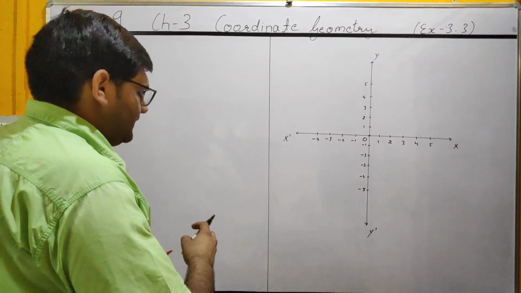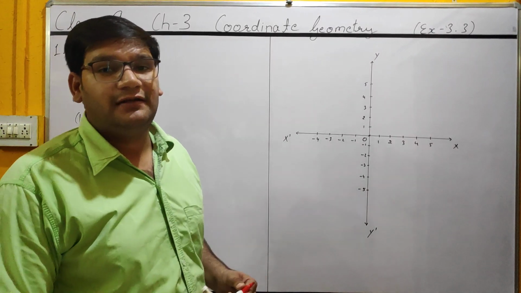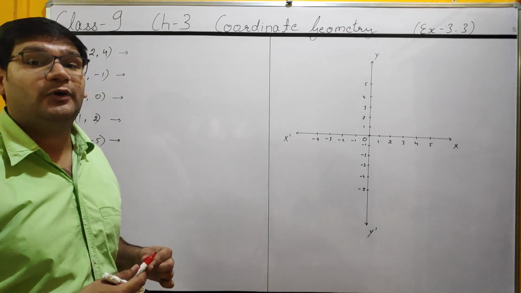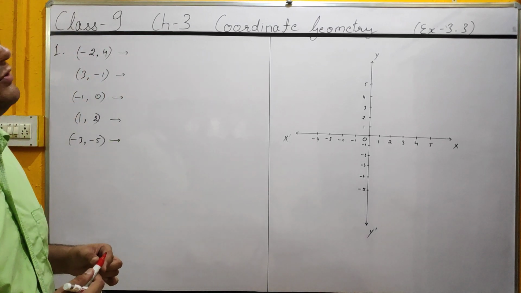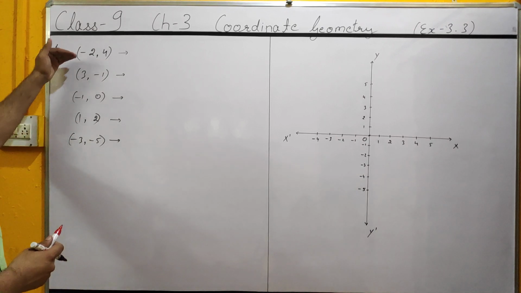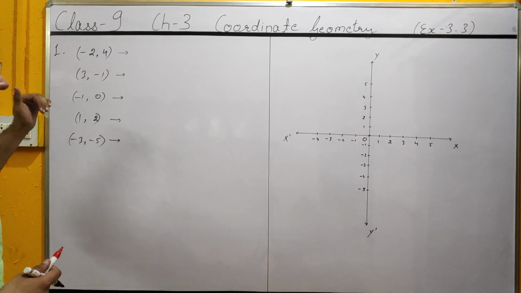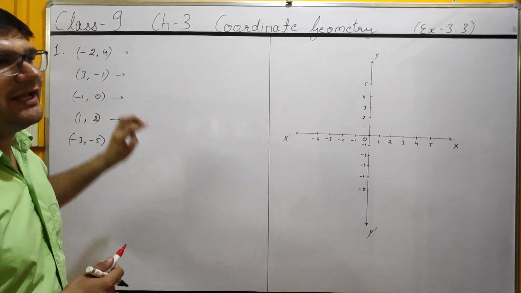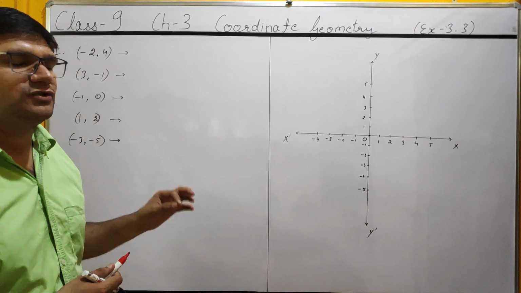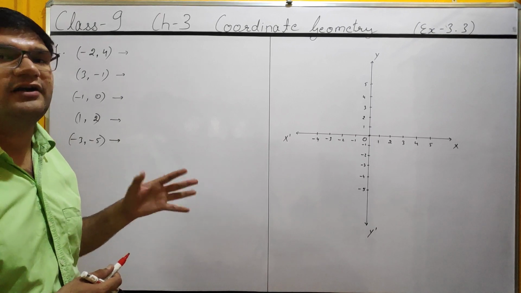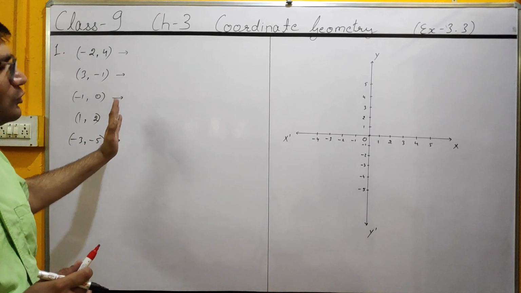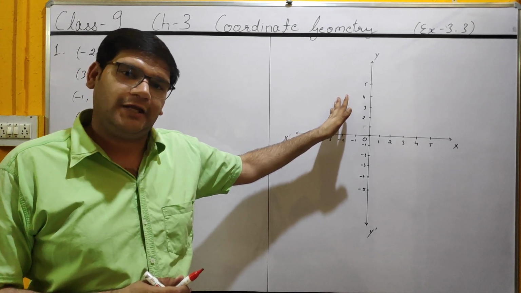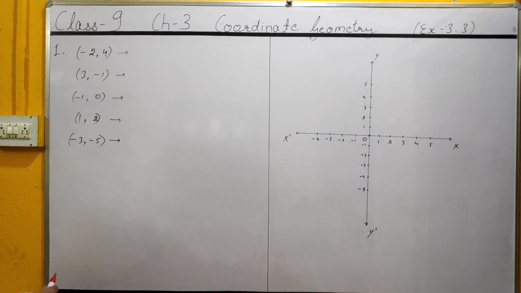Now, next exercise, that is exercise number 3.3. I hope it's clear to you till 3.2. Now, in 3.3, question number 1 is, few points are given to us. And now we need to tell where these points lie: on x-axis, on y-axis, on origin, or first quadrant, second quadrant, third quadrant, fourth quadrant. And also, we need to plot these points on the Cartesian plane. Clear? So, you have to make the Cartesian plane first of all.